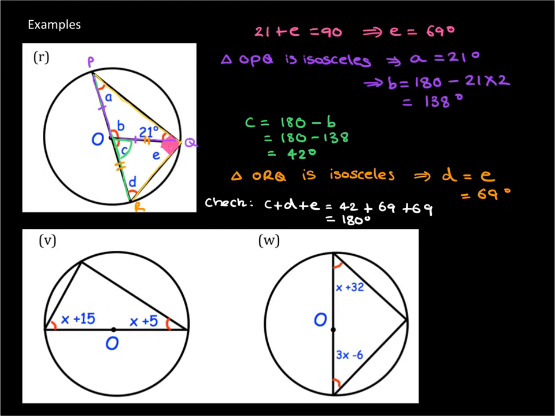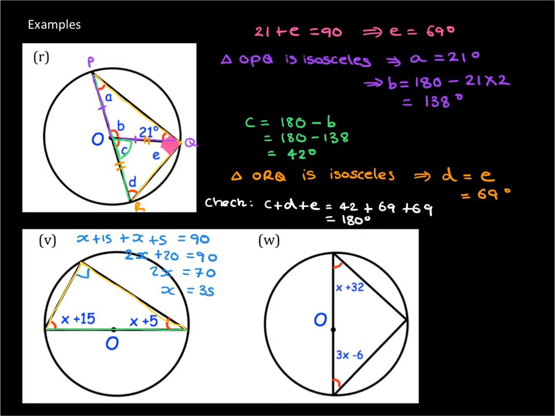Now, let's look at the last two questions over here, which involve a little bit of algebra. So, here's the diameter. Here's your angle in your semicircle, which is 90 degrees. So that means these other two angles must also add up to make 90 degrees. So x plus 15 plus x plus 5 must equal 90 together. So collect your like terms. 2x plus 20 equals 90. 2x is equal to 70. And x is equal to 35.